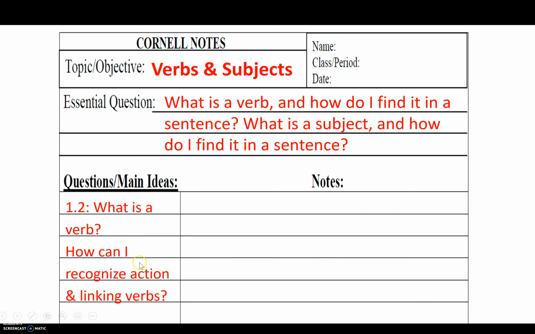So remember, over here in the left, we're going to write our questions for today's lesson. The lesson is 1.2, and the questions we're going to be going over: what is a verb, and how can I recognize action and linking verbs?